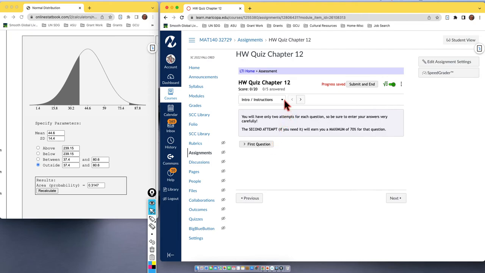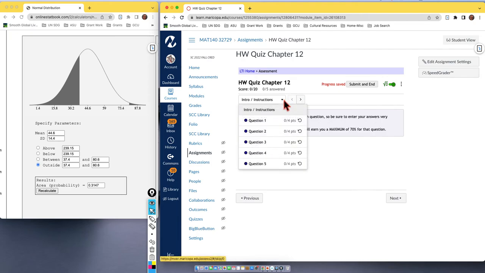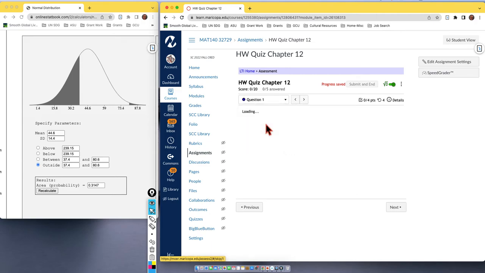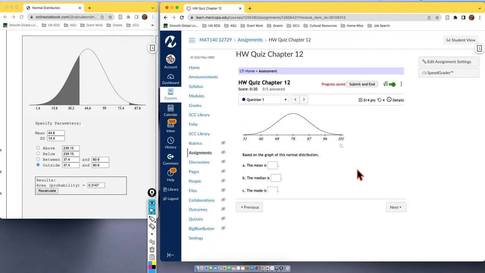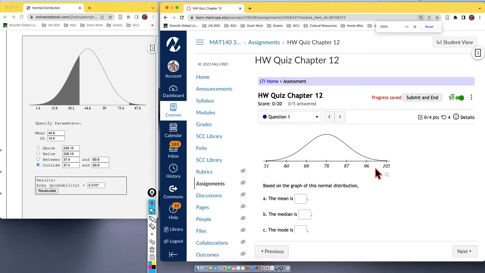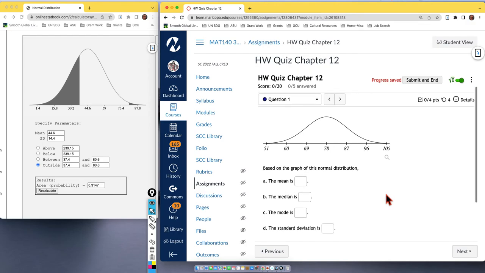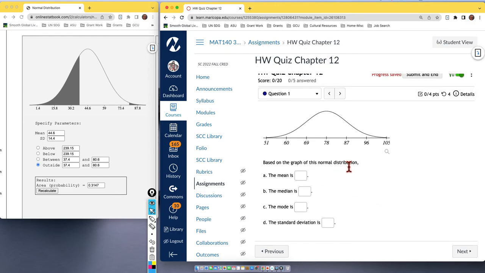Take this 10 times if needed. Let's see how many questions. Got 5 questions. So question 1, let's make this a little bit bigger. Okay, so this one actually we don't even use the calculator. Based on the graph of this normal distribution, what would the mean be? 60. Oh, sorry. Yours might be different than mine. So we're each different.